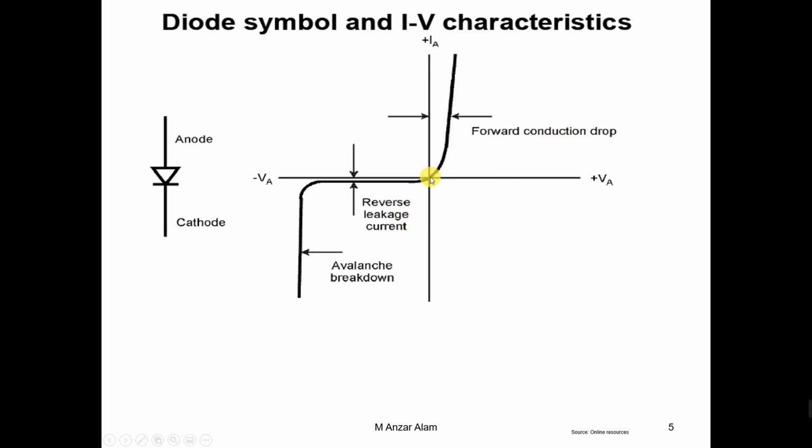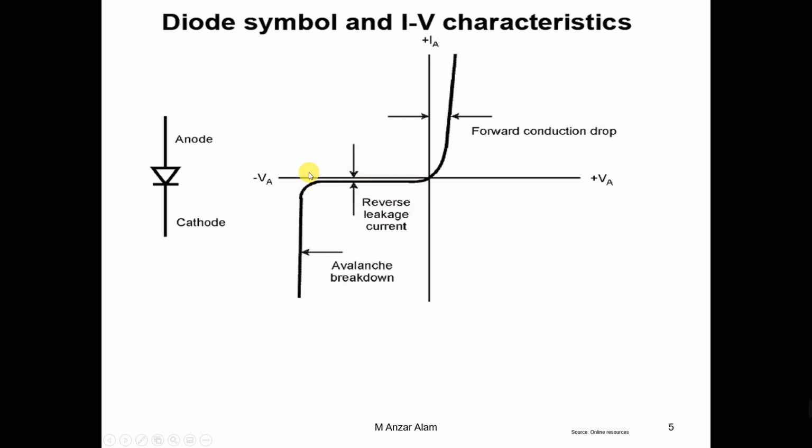If the diode is supplied with the negative supply, that means the anode is connected with the negative of the external supply and the cathode is connected with the positive. So if the diode is reverse biased, this is the region where the leakage current will exist, and we say that the diode is in the off status. For the ideal diode, during the off status the reverse leakage current should be 0. But for the practical diode, there exists a leakage current in the range of nanoampere or microampere.